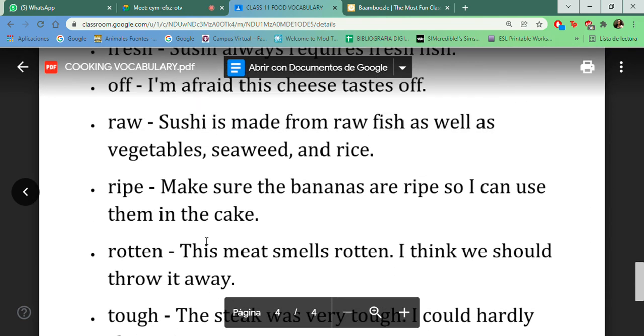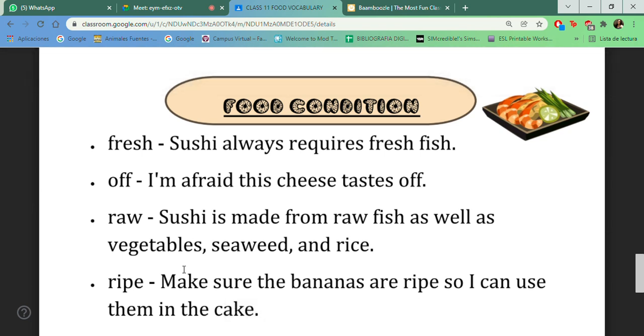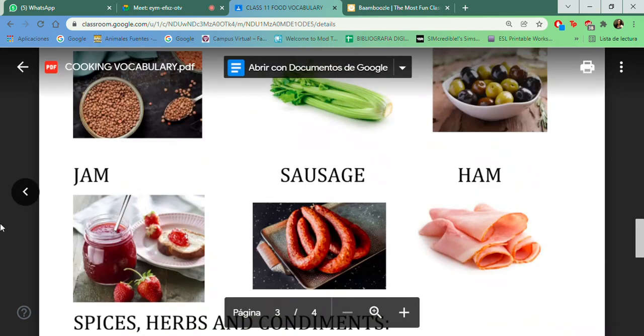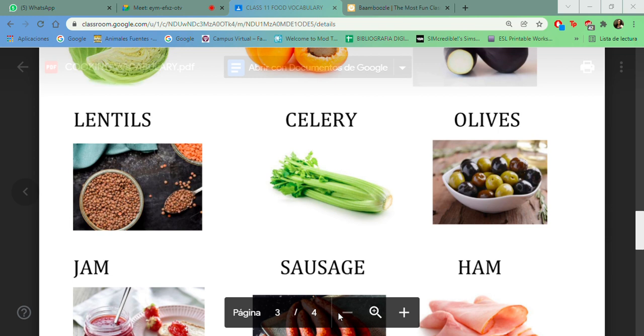And these are called food conditions. Any questions about this? No? Great. Excellent. Very good. So now we can practice the ways of cooking maybe and some kitchen supplies. Well, we can try to watch some kitchen supplies.